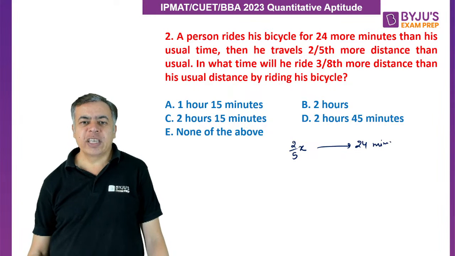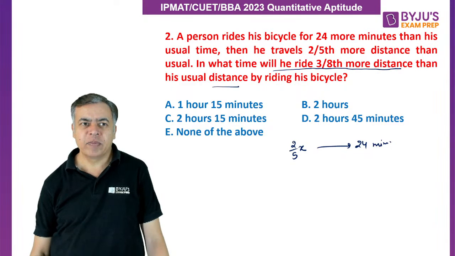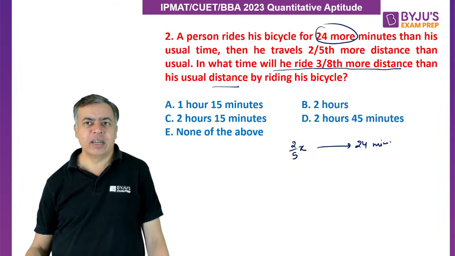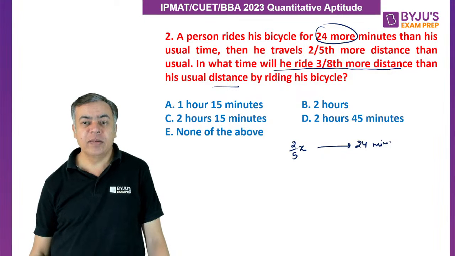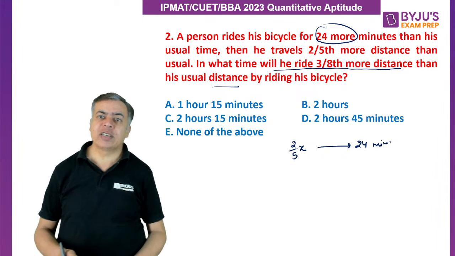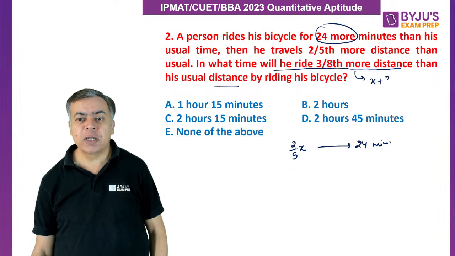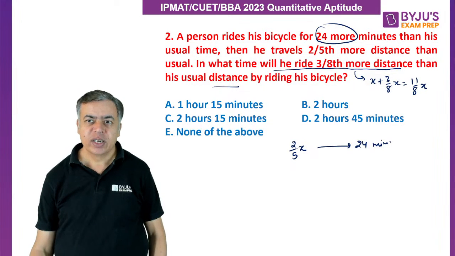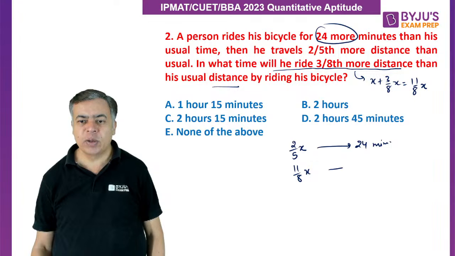Now he's saying in what time will he ride 3/8 more distance than his usual. Here he was only talking about the extra minutes, but now he is talking about the time taken in traveling 3/8 extra distance. That means the total distance traveled in this case will be x plus 3/8x, that will become 11/8x. So if 2/5x is traveled in 24 minutes, 11/8x distance will be traveled in.